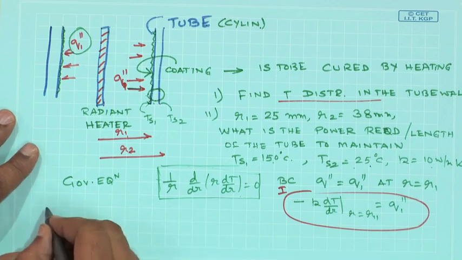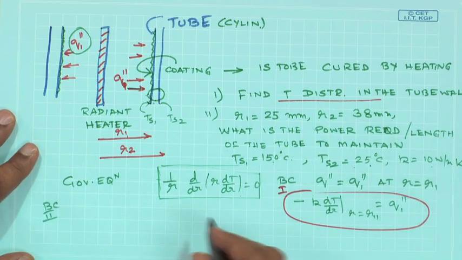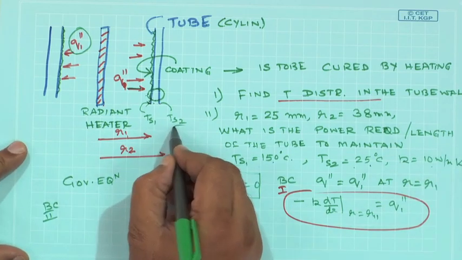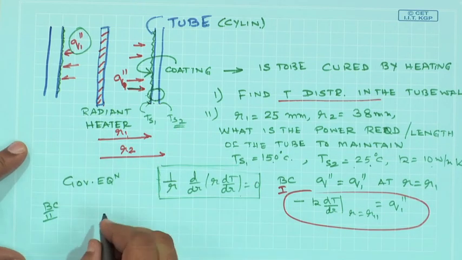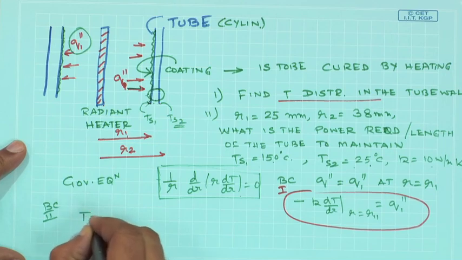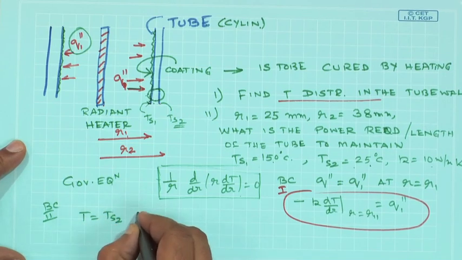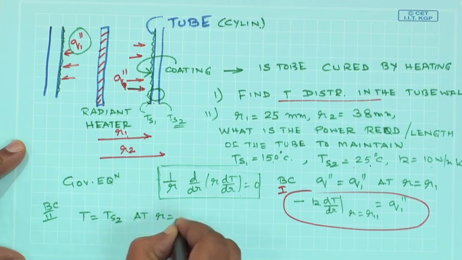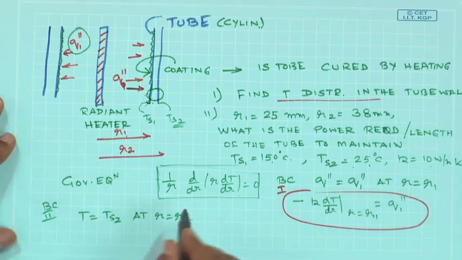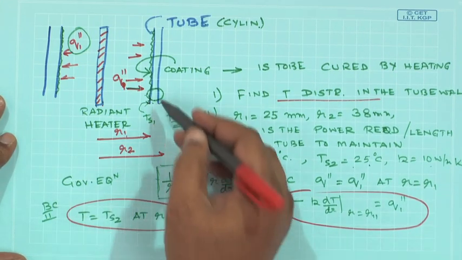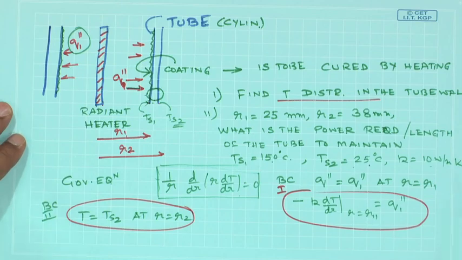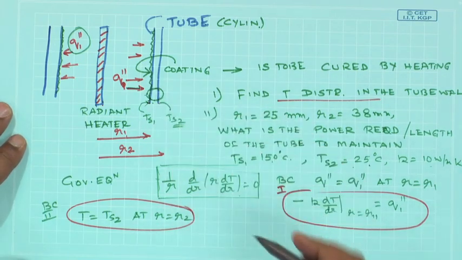And what is the boundary condition 2? BC2 simply tells you that the temperature at the other end of the surface is known to you, that is T is equal to Ts2 at r is equal to R2. So, this is my second boundary condition, which gives me the temperature at this point.